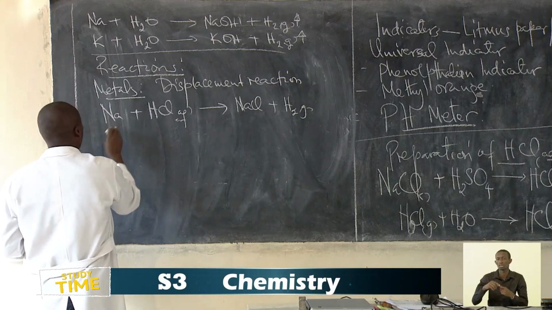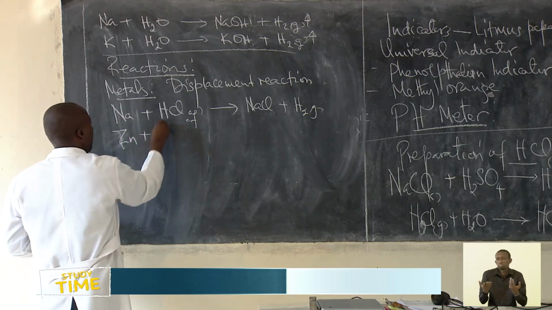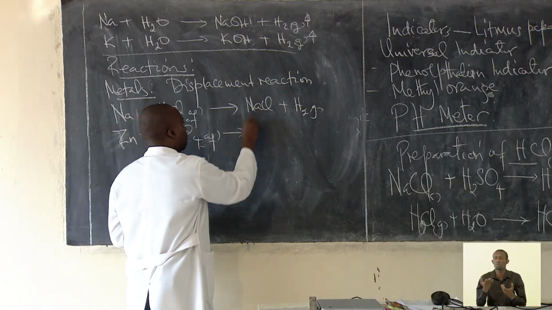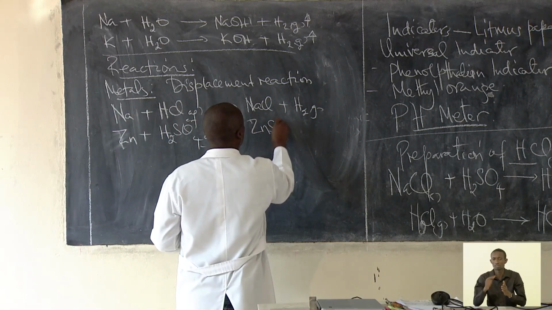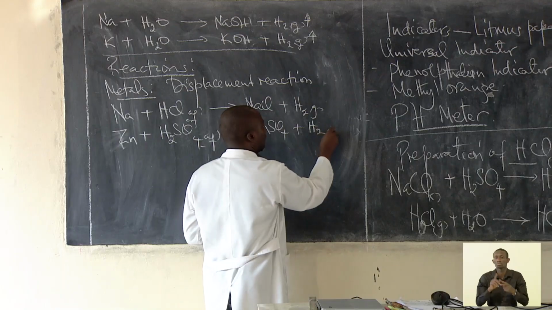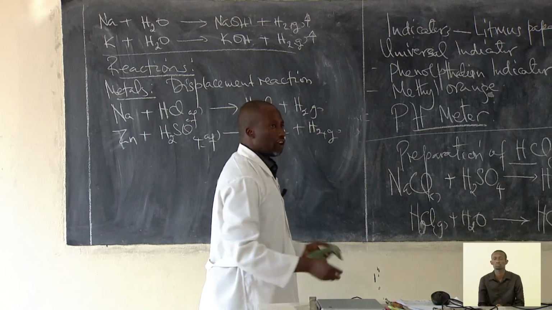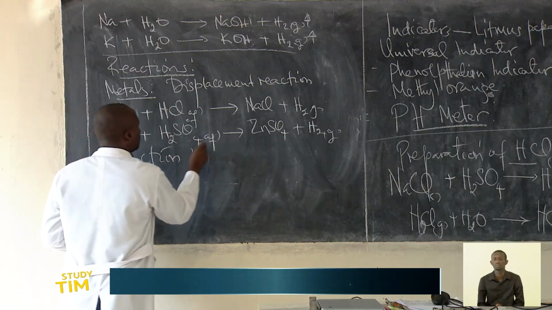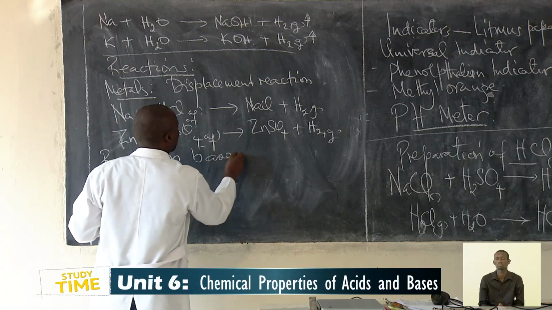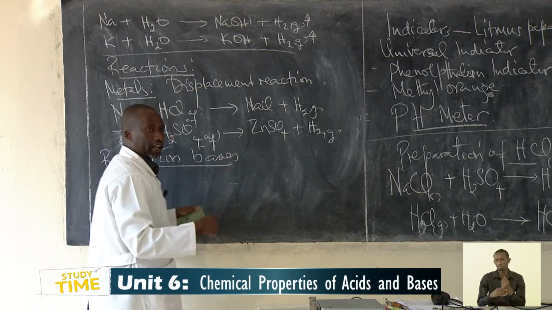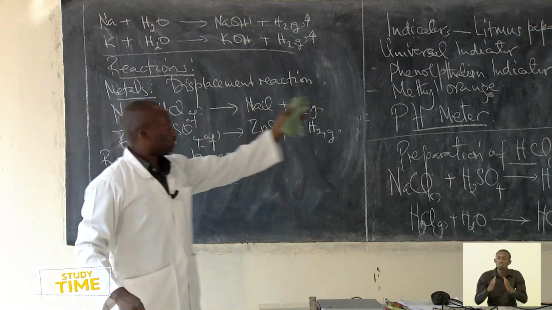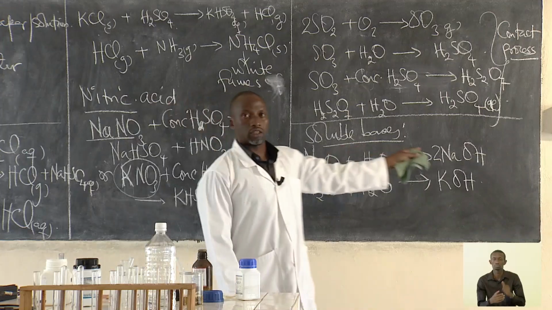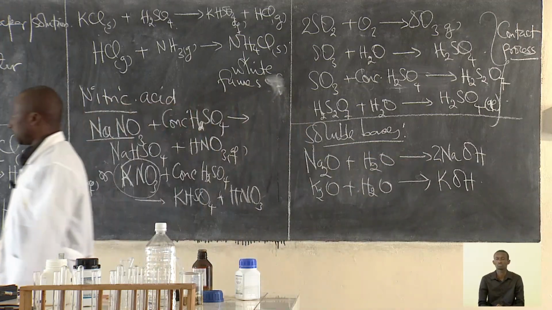Other metals, you may have zinc combining with sulfuric acid. This will give zinc sulfate plus hydrogen gas. Then you may have other reactions. The acids react with the bases as well. The bases that we have mentioned can be the oxides, and the hydroxides are also bases.